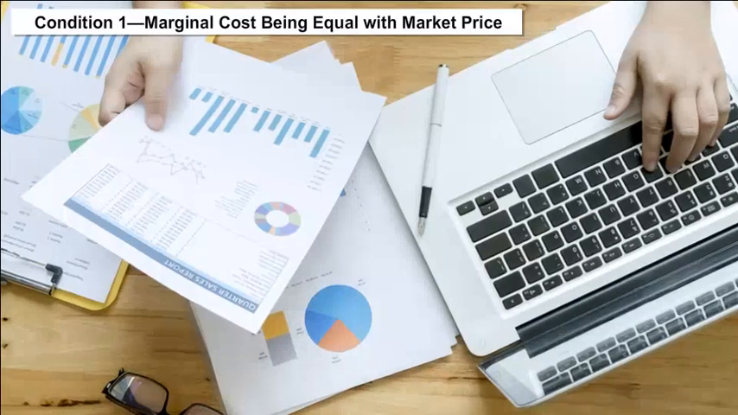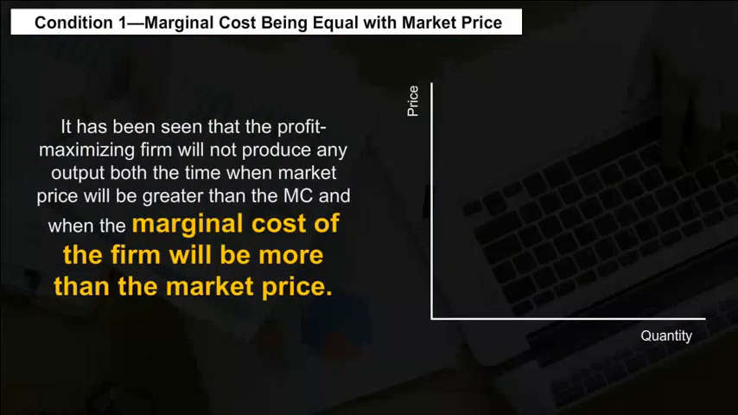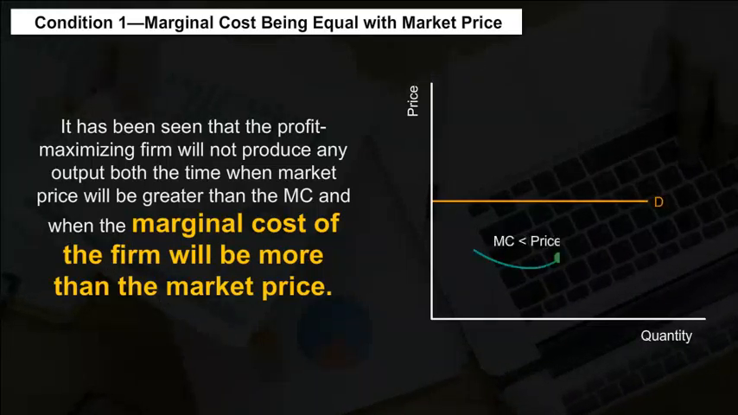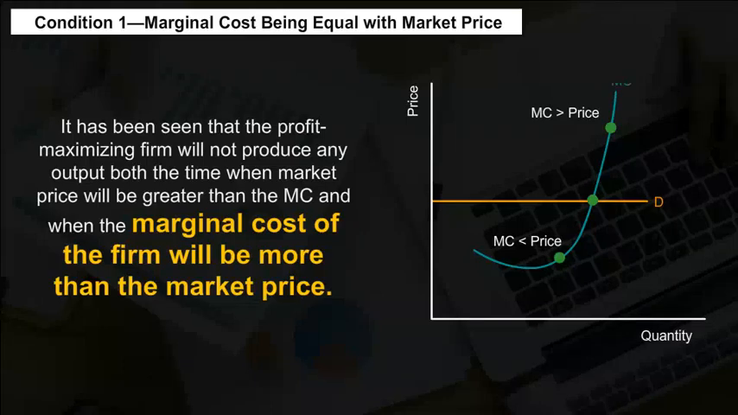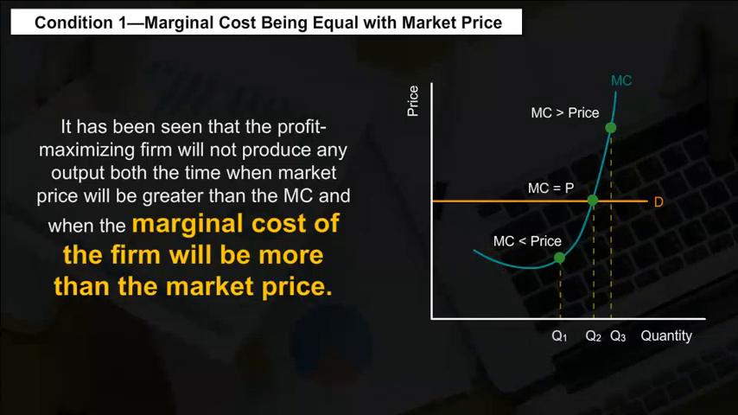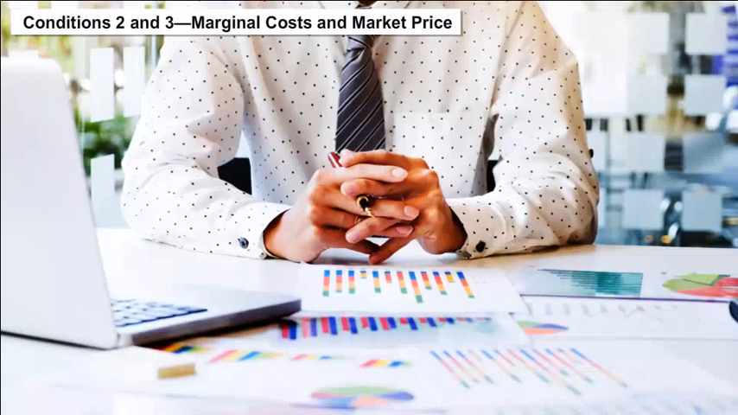Condition 1. Marginal cost being equal to market price. It has been seen that the profit-maximizing firm will not produce any output both when the market price is greater than the MC and when the marginal cost of the firm is more than the market price. Conditions 2 and 3.